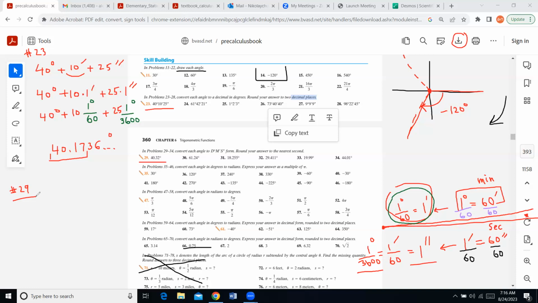Well, it turns out we used to divide by 60 to produce the actual number. And then we divide it by 60 times 60, which means you divide by 60, and then you divide by 60 again to produce those seconds. So now, instead of dividing by 60, to go back I'm going to multiply by 60. And that's what we need to do in number 29.